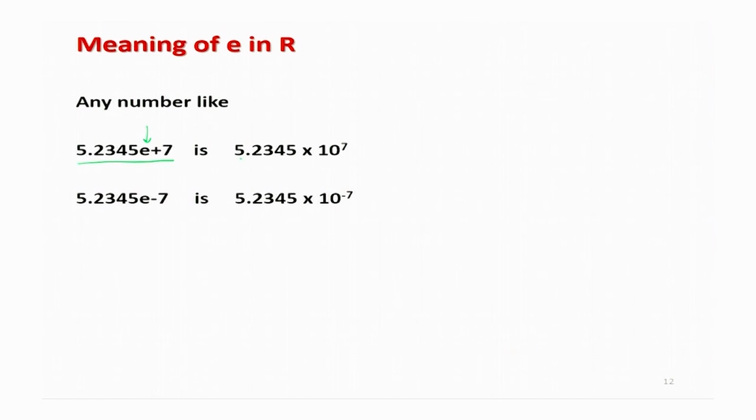This number has a very simple meaning. It is 5.2345 into 10 to the power of 7. So this part, e7, is like multiplied by 10 to the power of 7. And similarly, if it is written like 5.2345 e to the power of minus 7, this means this number is 5.2345 into 10 to the power of minus 7. So this e minus 7 is like multiplied by 10 to the power of minus 7. Sometimes people misinterpret it as an exponential function or something else. Please do not do this.